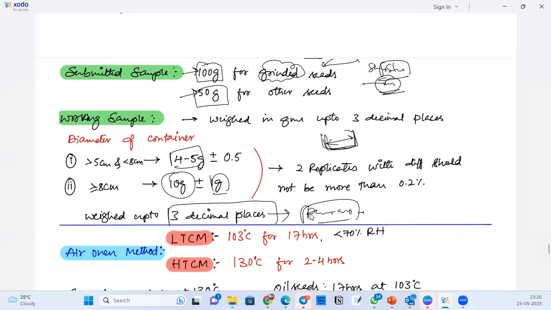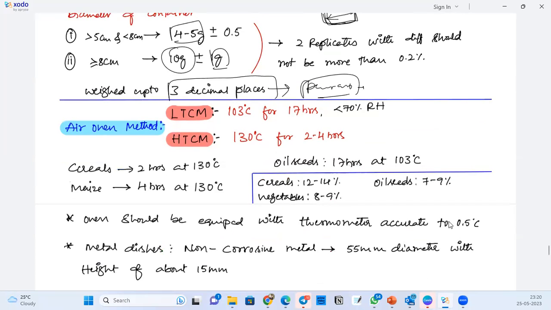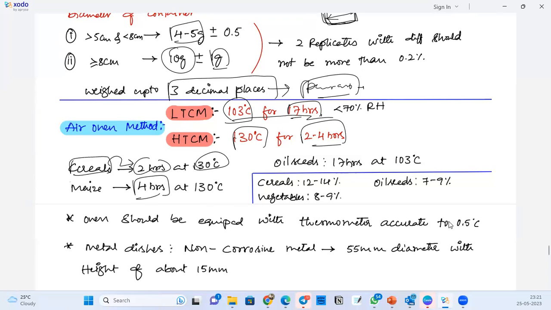Again, in the hot air oven method, this is important. You can expect a question where they will ask you about the low temperature constant method and the high temperature constant method. What is the temperature? The low constant is 103 degrees Celsius for 17 hours, and the high is 130 to 133 degrees Celsius for 2 to 4 hours. Generally we use the high temperature for cereals, that is 2 hours at 130 degrees Celsius, and maize is 4 hours. For all cereals it is 2 hours at 130 degrees Celsius. For maize, it is 4 hours. For oil seeds, it is 17 hours, that is the low temperature constant method.